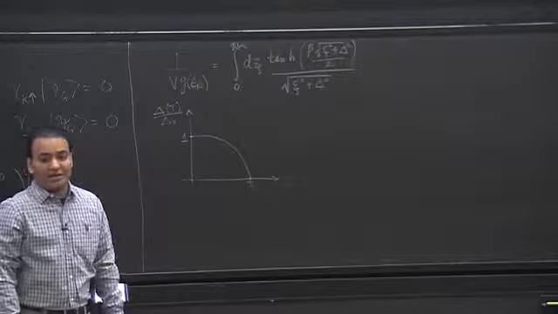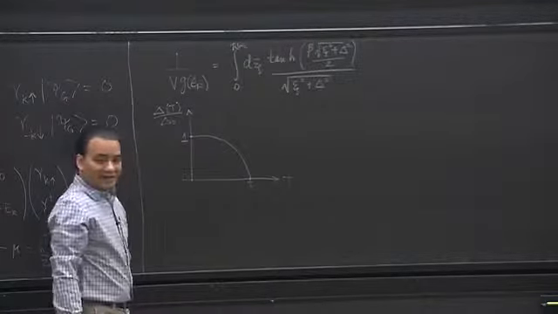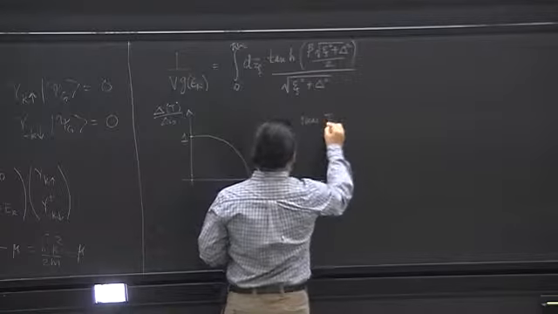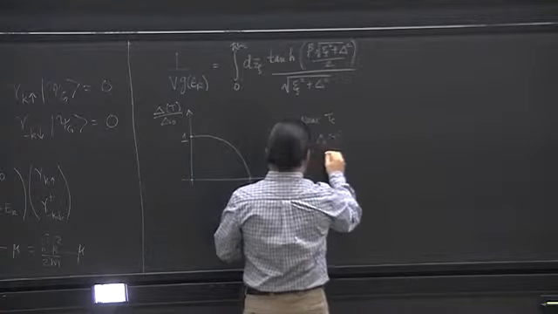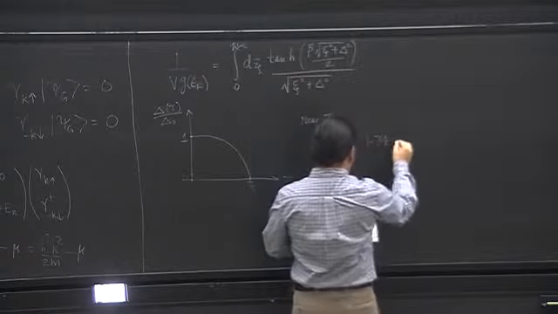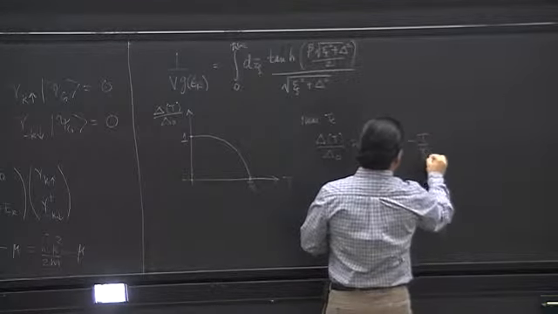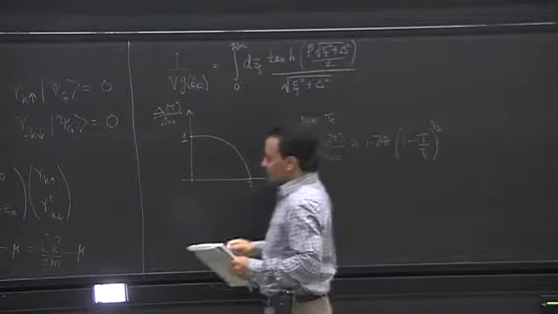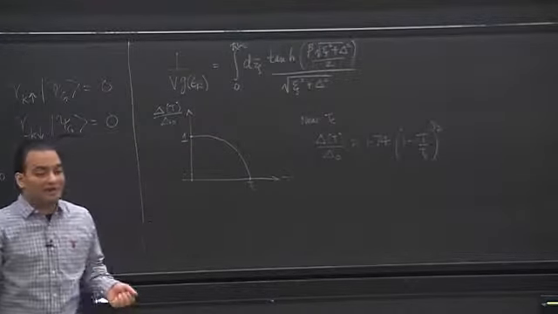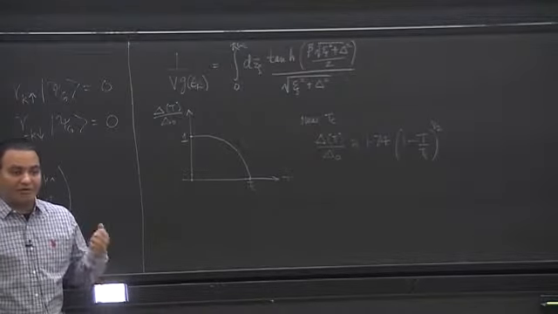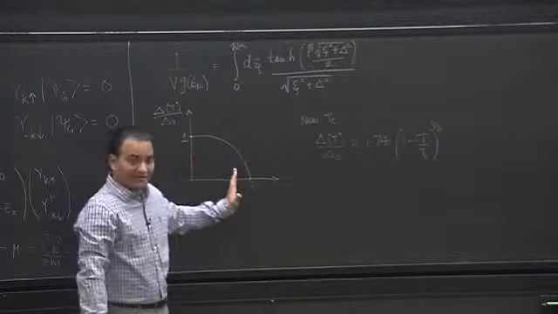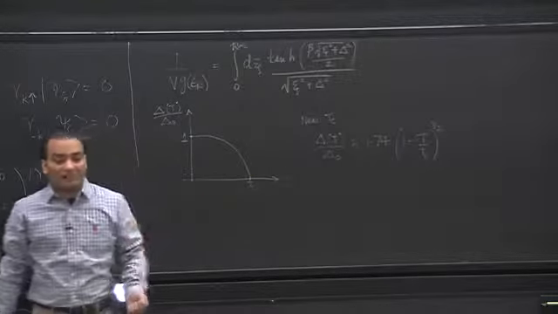Near Tc, you can obtain an analytical expression for this curve, and what you find is that near Tc, this curve looks like approximately 1.74 times the square root of 1 minus T over Tc. So this curve behaves as a square root. And this is something very typical of mean field theories. When you describe a phase transition using mean field theory, all of these phase transitions will have a square root dependence for the order parameter near Tc.